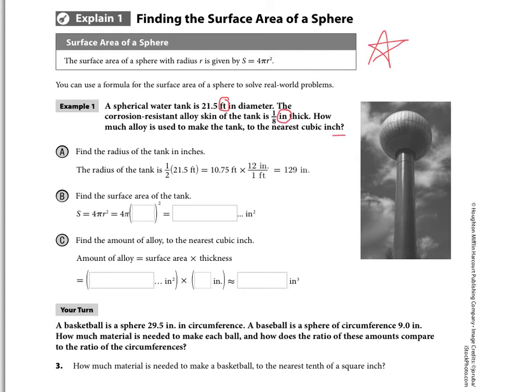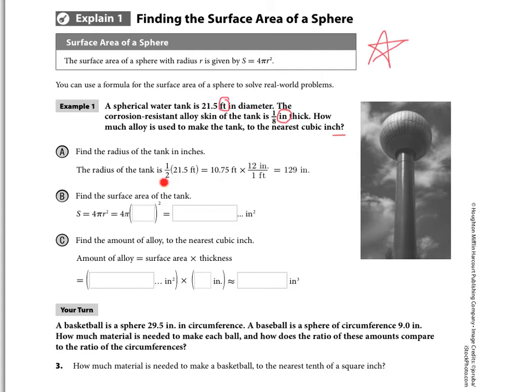Okay, so because they said inches, we're going to need to make sure we first transfer that foot measurement into inches. So you can see what that process is in part A. They've taken half because we were given, of course, diameter, okay?